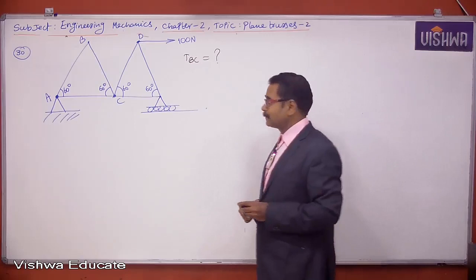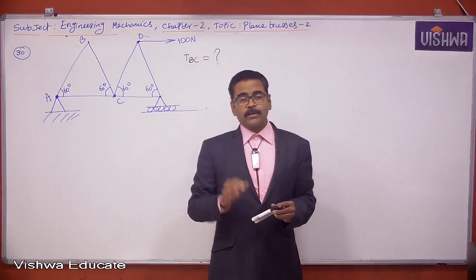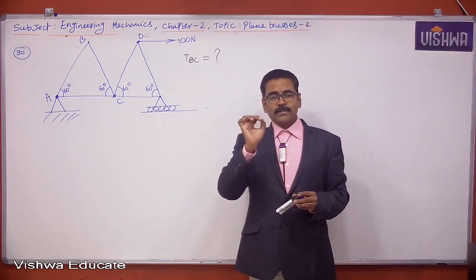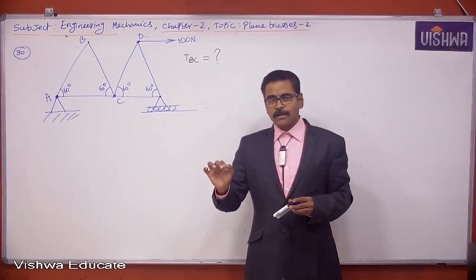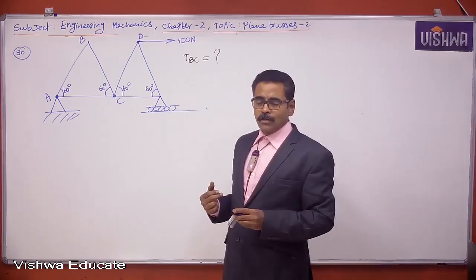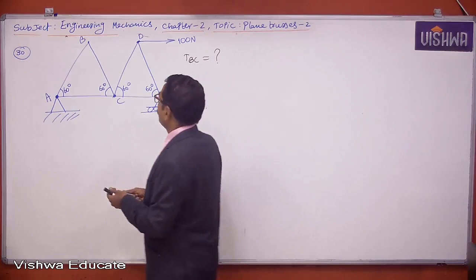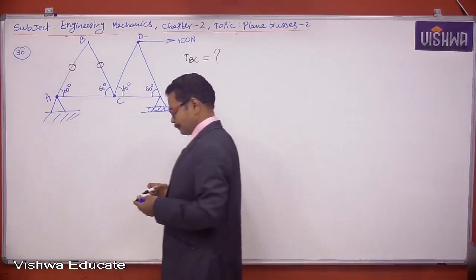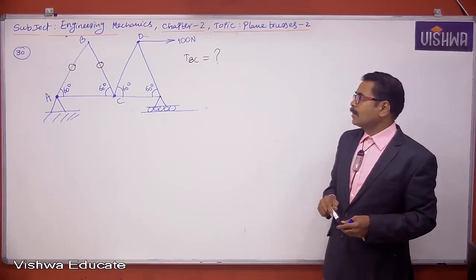Observe joint B. At joint B, only two elements are connected without any external load, and those two elements are not collinear. When two non-collinear members are joined by a pin joint without external load, those two members carry zero load. So this element carries zero load, this element also carries zero load. Okay, so the answer is zero. The load carried by member BC is zero.